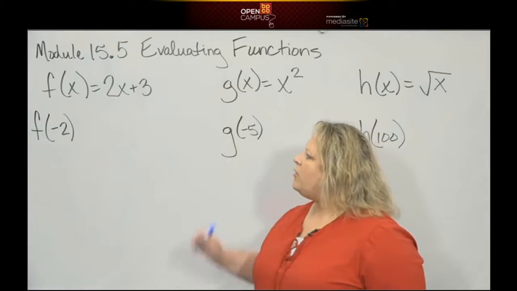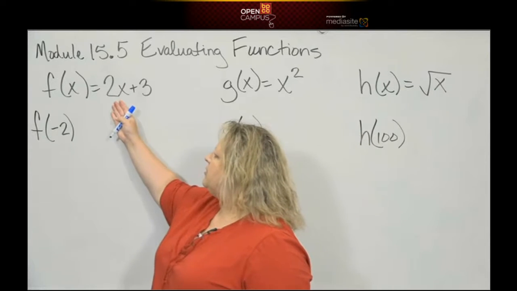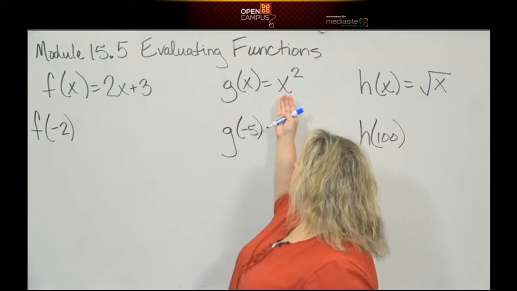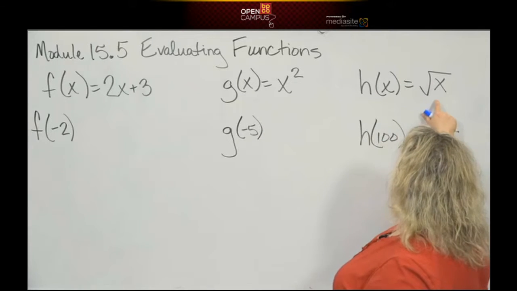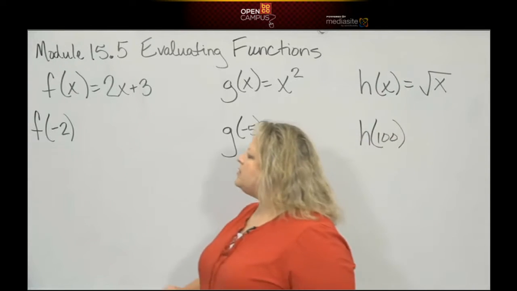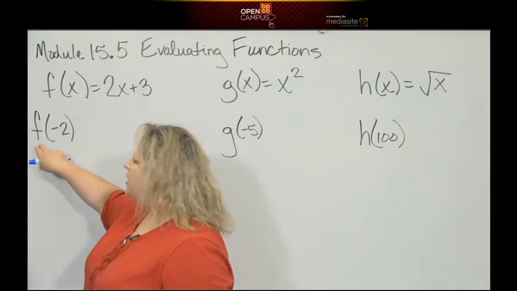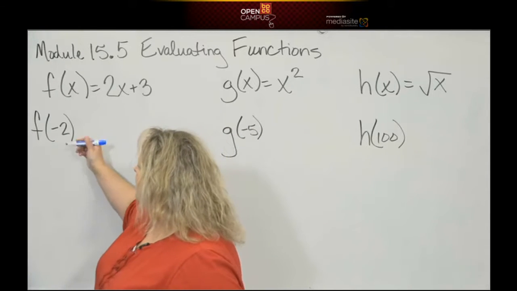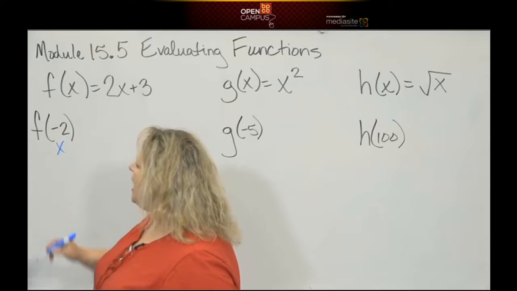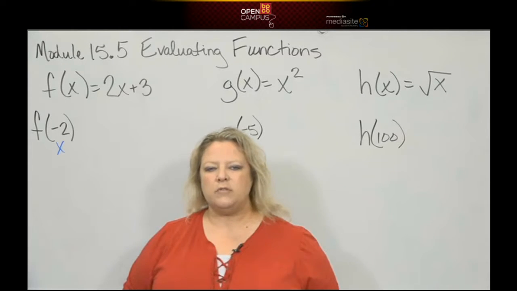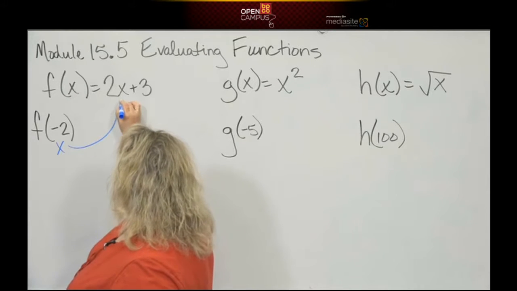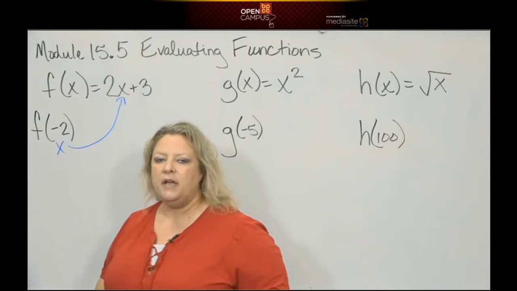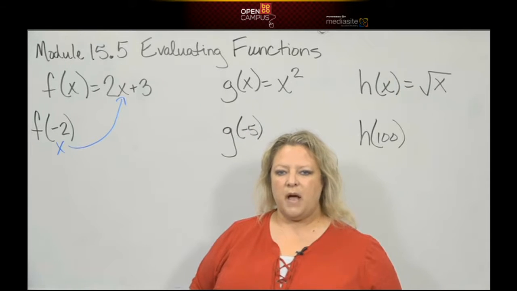Okay, so I wrote the functions up there. 2x plus 3, we have x squared, or x to the second power, and then the last one is square root of x. So the first thing I'm going to do is notice that I put f parentheses negative 2 right here. That means that my x value is equal to negative 2. So I'm going to substitute my negative 2 in place of the x in my function.